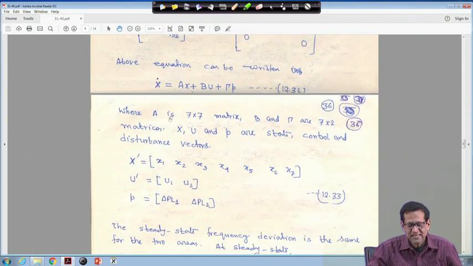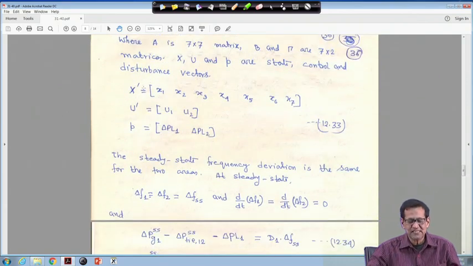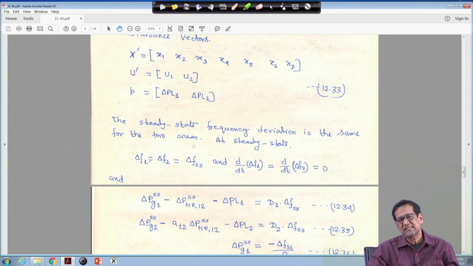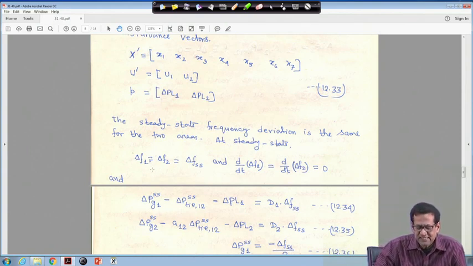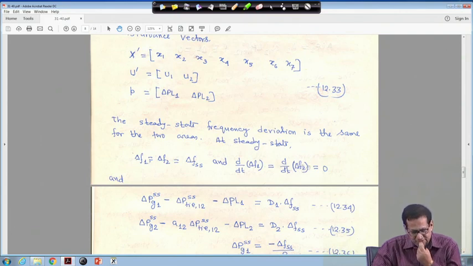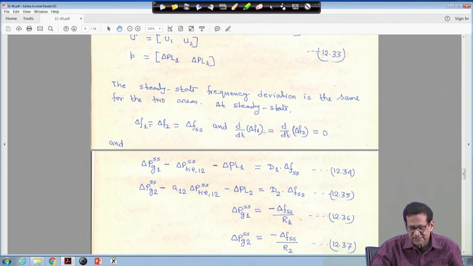Now, A is a 7 into 7 matrix, B and gamma are 7 into 2 matrices, X, U, P are the state, control and disturbance vectors. So, X transpose is equal to x1 through x7, U transpose is U1, U2, and P, the disturbance vector, is delta PL1 and delta PL2, right. Now, the steady state frequency deviation is the same for the two areas when it reaches steady state. So, at steady state delta F1 is equal to delta F2 is equal to delta F SS, right, and d/dt of delta F1 is equal to d/dt of delta F2 is equal to 0, because at steady state all the derivatives will be 0, right.